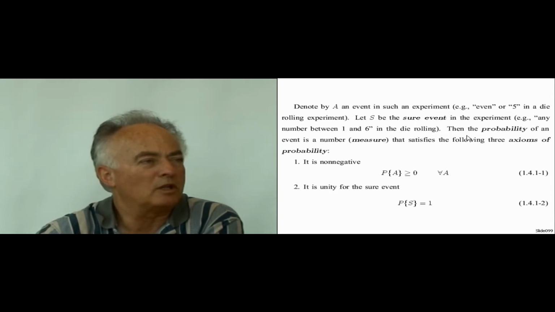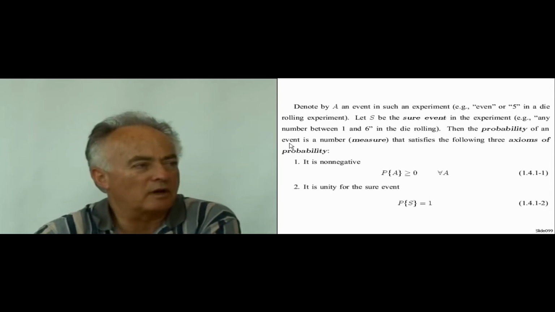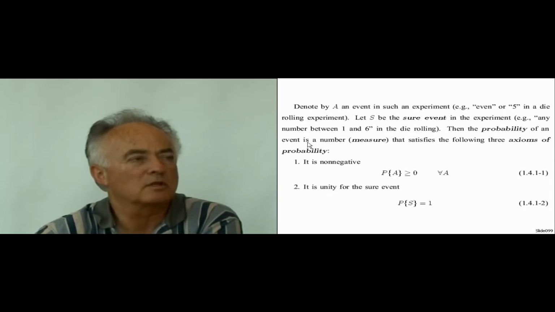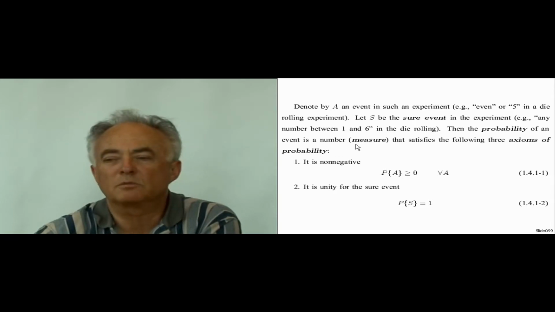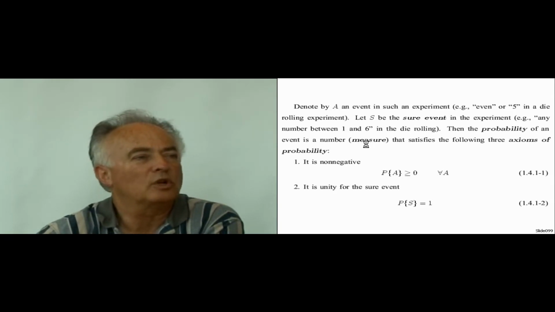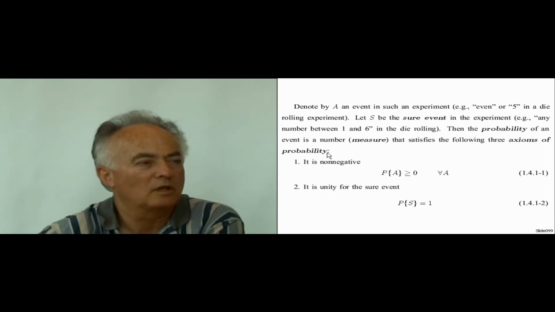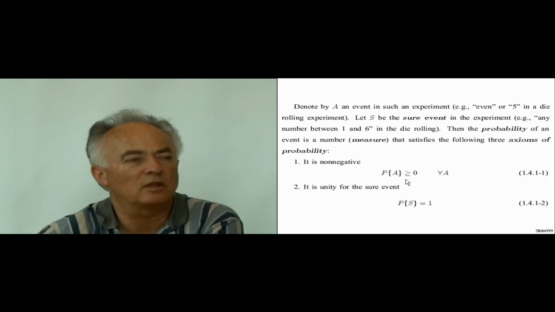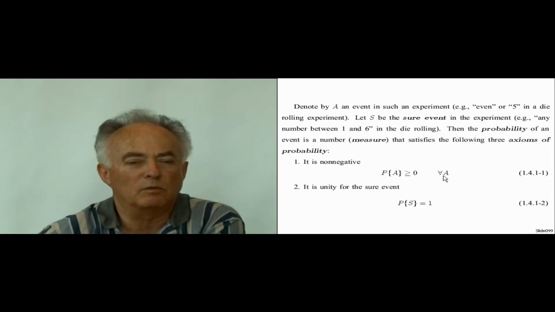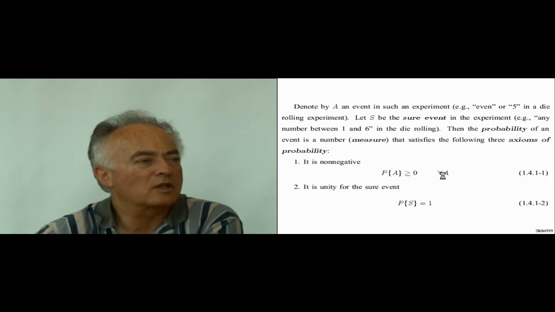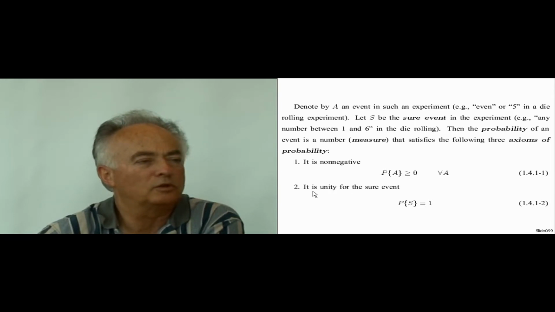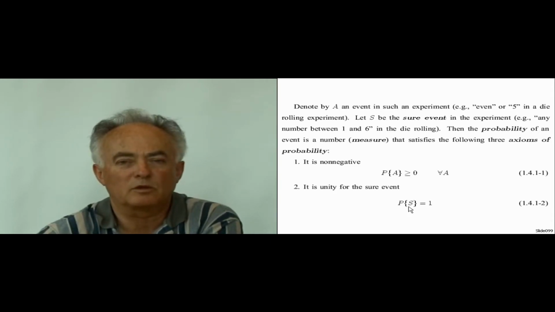Then the probability of an event is defined as follows. It is a number. In more mathematical terms, it is called a measure, and it would have to satisfy the following 3 axioms of probability. It is non-negative: the probability of the event A is greater or equal to 0 for any event A that we want to talk about. Second axiom, it is unity for the sure event. The certain event has probability 1, 100% certainty, that is what we mean by it.